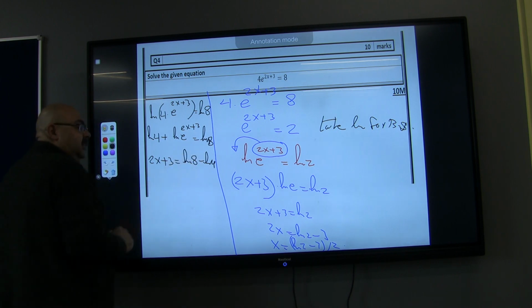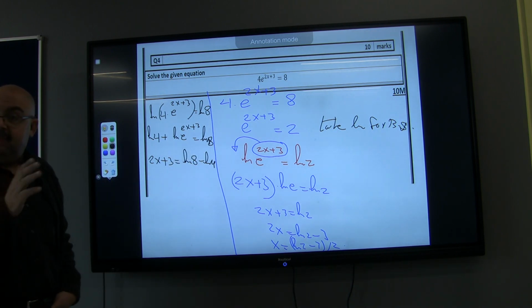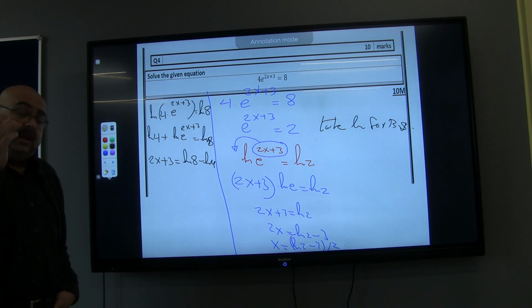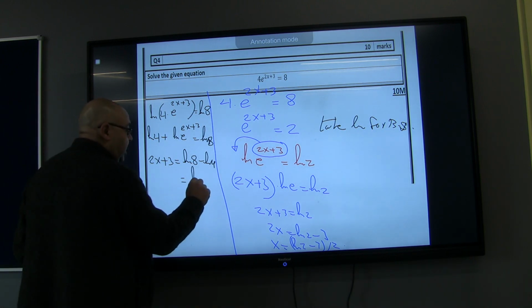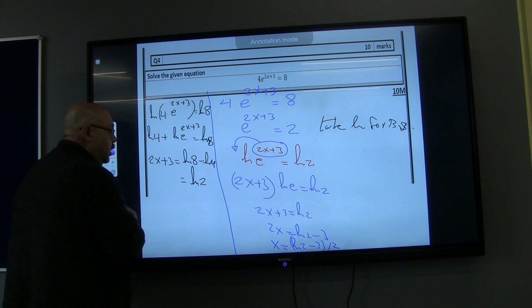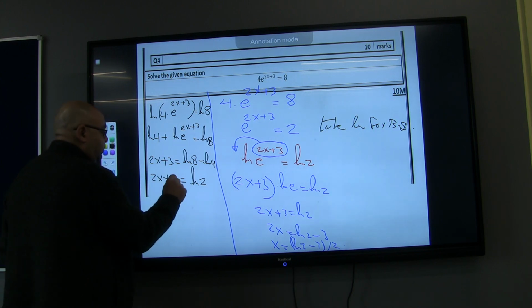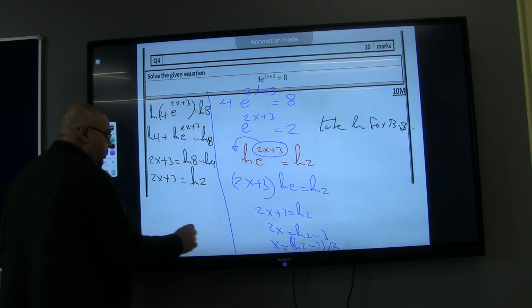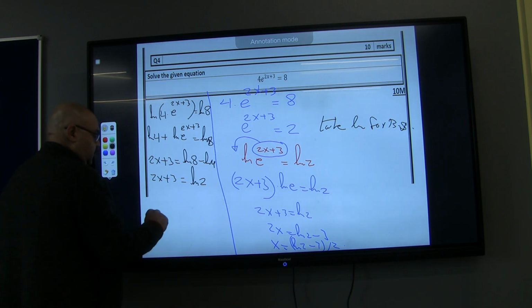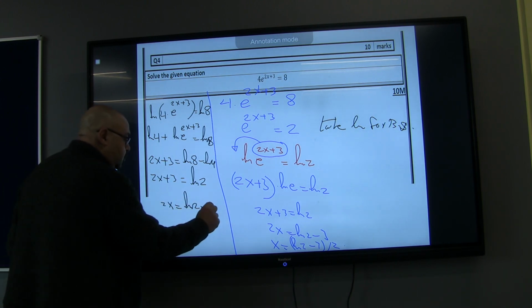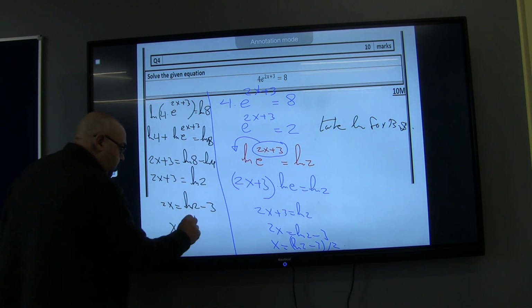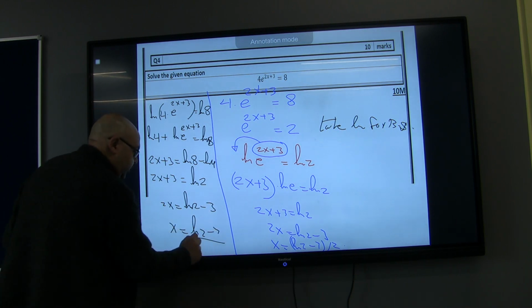You can take advantage of the logarithmic function, having ln a minus ln b, which is going to be ln of a over b. So once more, you will end up having ln 2. And you will get 2x plus 3, leading to exactly the same result as the first solution, which is going to be 2x equals ln 2 minus 3. That's x equals (ln 2 minus 3) divided by 2.